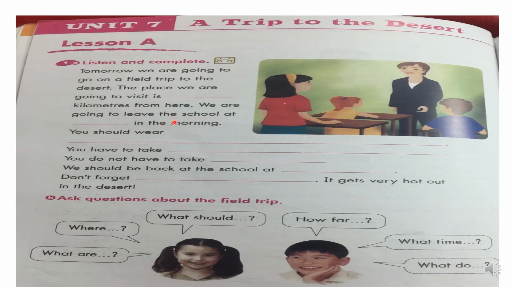We are going to leave the school at what time? 7 in the morning. For example, you should wear comfortable shoes. You have to take a hat or a sunblock. You don't have to take a sweater. We should be back at the school at 5 o'clock.